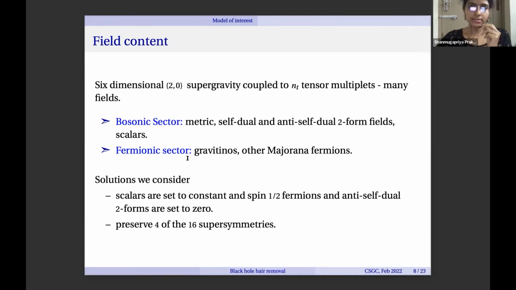The fermionic sector contains gravitinos and other Majorana fermions. And the solutions that we will consider are such that all the scalars are set to constant and all the spin half and anti-self-dual two-form fields are set to 0. Furthermore, our solutions are such that they preserve 4 out of 16 supersymmetries.